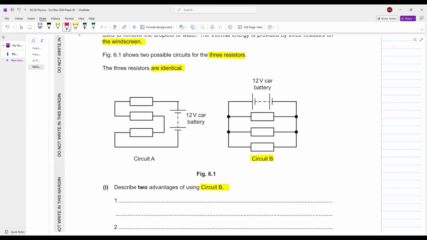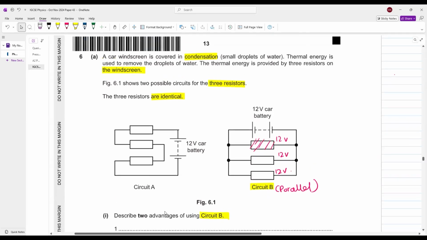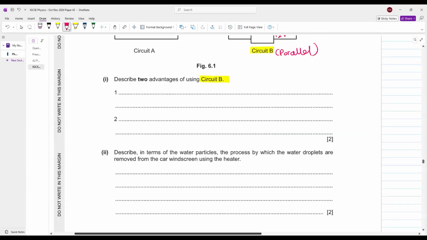Can you realize that in circuit B, even if one resistor malfunctions, the circuit keeps on working, because circuit B is a parallel circuit. What is another advantage of circuit B? All the resistors get a higher voltage of 12 volts. So these are the two advantages of circuit B. You can write it here.